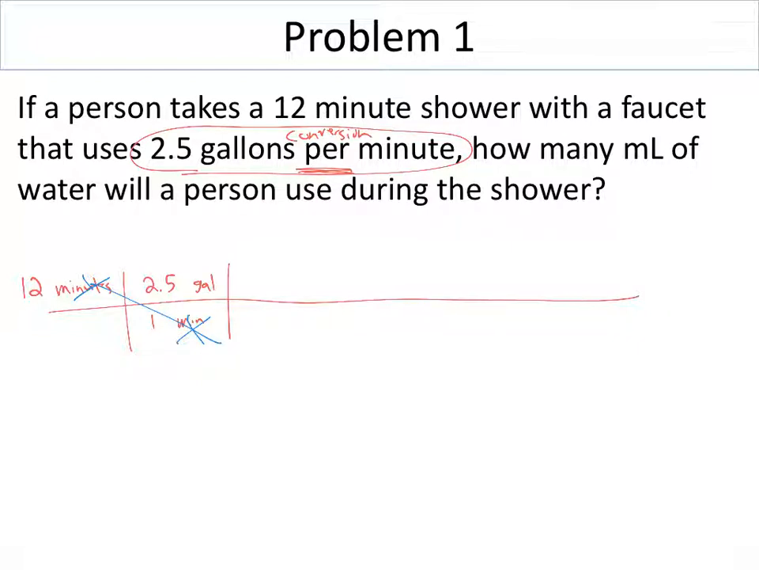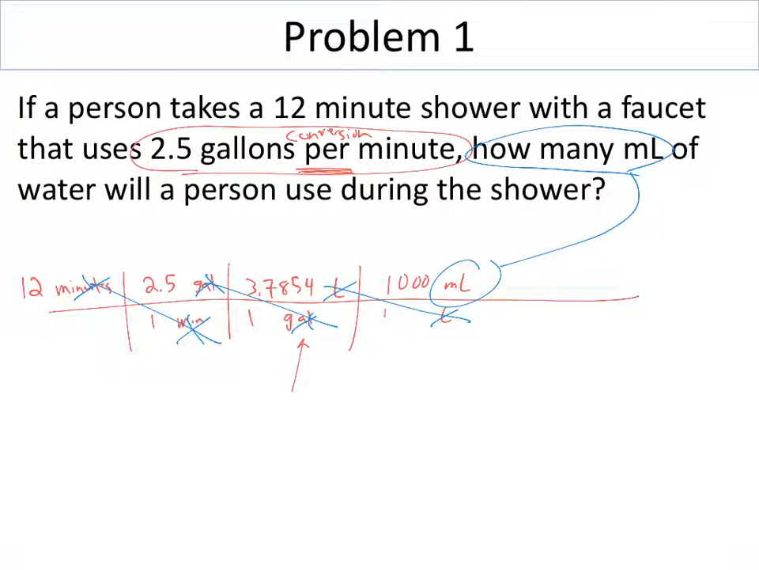So I'm thinking, all right, I know that 1 gallon is 3.7854 liters. This is not a conversion you would need to memorize. And I also know that 1 liter is 1,000 milliliters. That is a conversion you should know. So gallons canceled, liters canceled. I have milliliters, and that's what the question is asking. So I'm done. I just need to bring out the calculator and do the math. Multiply the top, divide by the bottom.